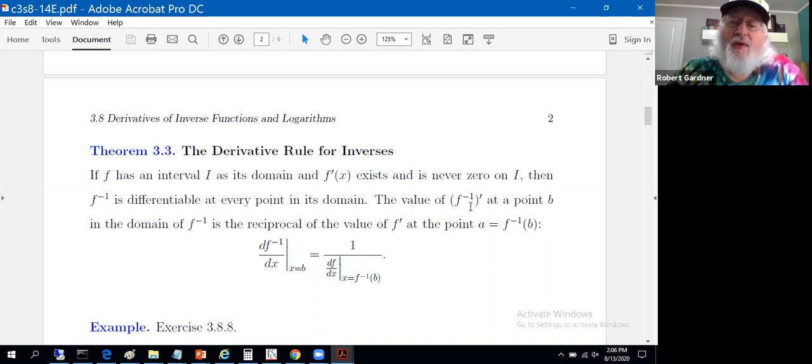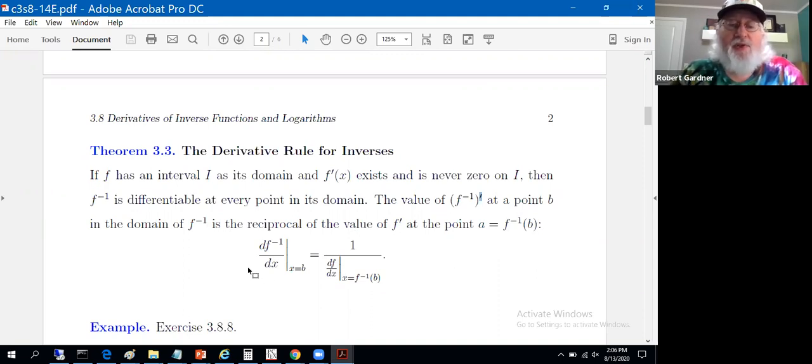the value of the derivative of the inverse, f inverse prime, means take the derivative of f inverse. The derivative of the inverse at a point b in the domain of f inverse is the reciprocal of the value of f prime at the point a equals f inverse of b. All right, so it's a little involved. There's this b and f inverse of b stuff going on. It's what happened in that picture on the previous page.